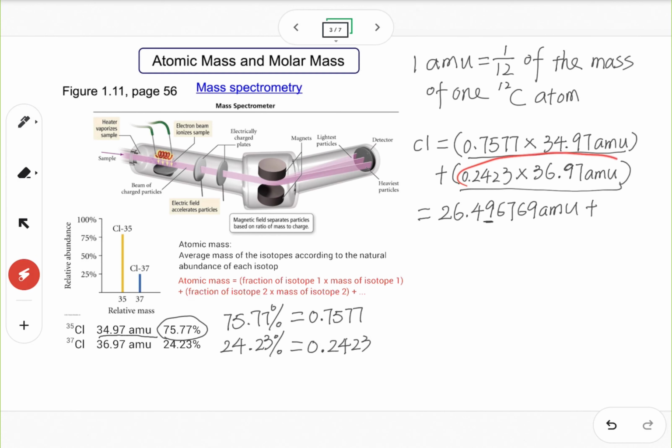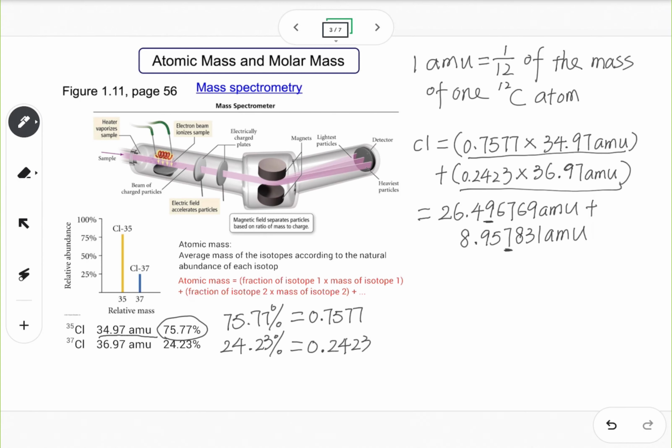Then the second part comes from this part. If you do the calculation, that's going to be 8.957831 AMU. Now, again, significant figures. This one has 4 significant figures, and this one has 4 significant figures. Therefore, this number is supposed to have 4 significant figures. Of course, keep as many digits as you want for the intermediate answers. So I would like to highlight 7.